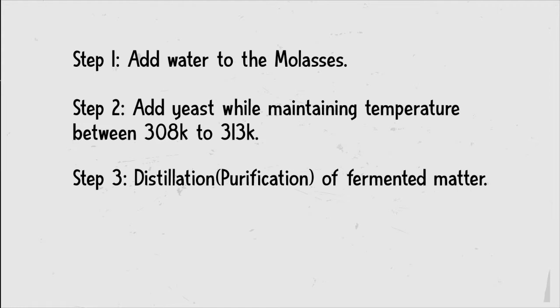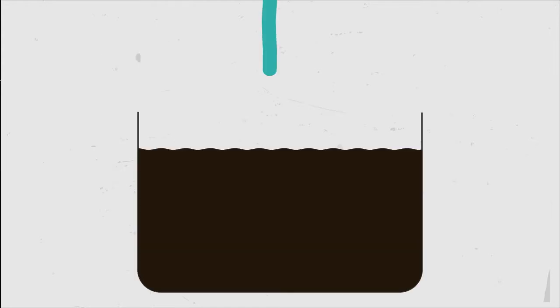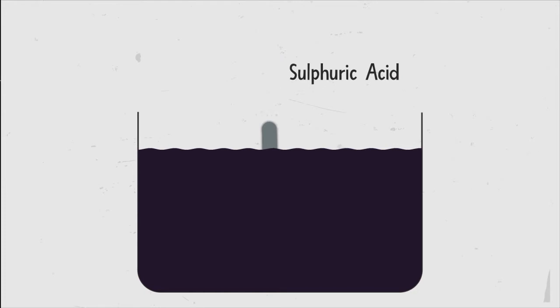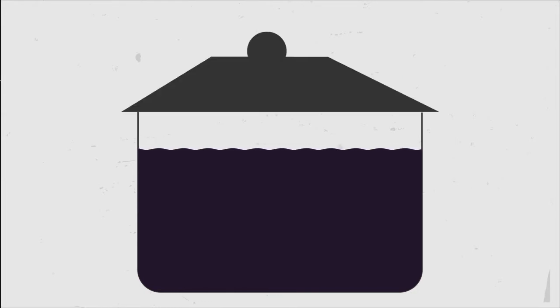Distillation of fermented matter. Molasses is diluted with water and acidified by adding dilute sulfuric acid. Yeast is added to the solution and the container is closed. The temperature is maintained around 308 degrees Kelvin. Fermentation takes place in about a week. The fermented matter is called wort and it contains about 6 to 10% alcohol.